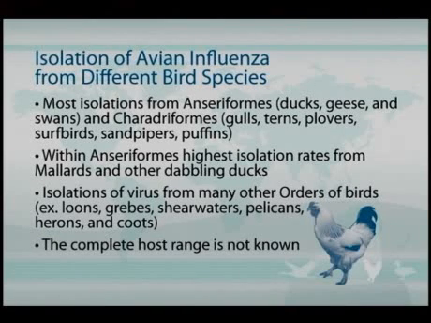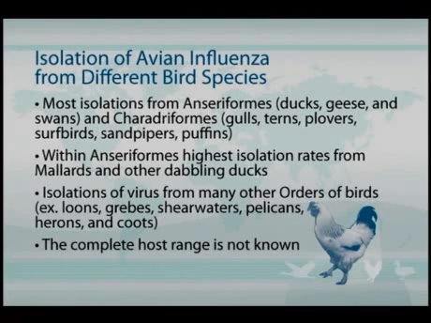Now, most of the isolations that we've seen have come from two different groups of birds, the Anseriformes and the Charadriiformes. The Anseriformes include the ducks, geese, and swans, and the Charadriiformes are the gulls, terns, plovers, and other shorebirds. However, even within these different groups, we see that certain species of birds are much more likely to be infected and are probably much more important in the propagation of these viruses over time.